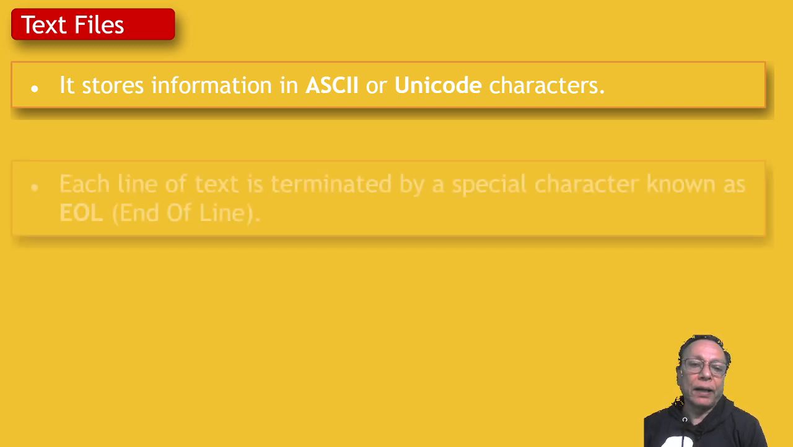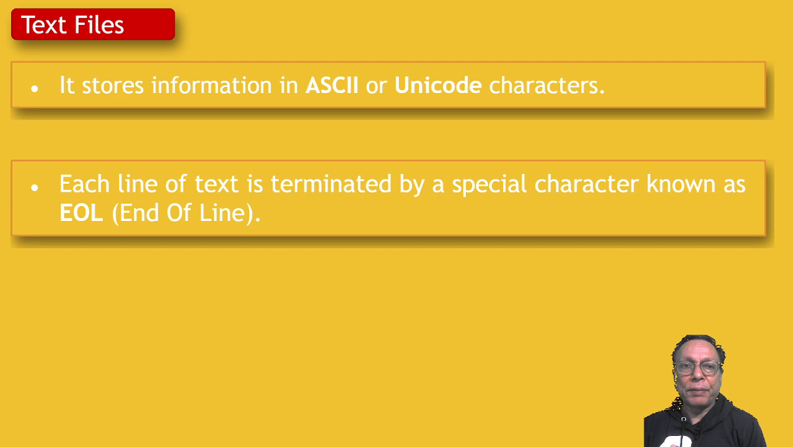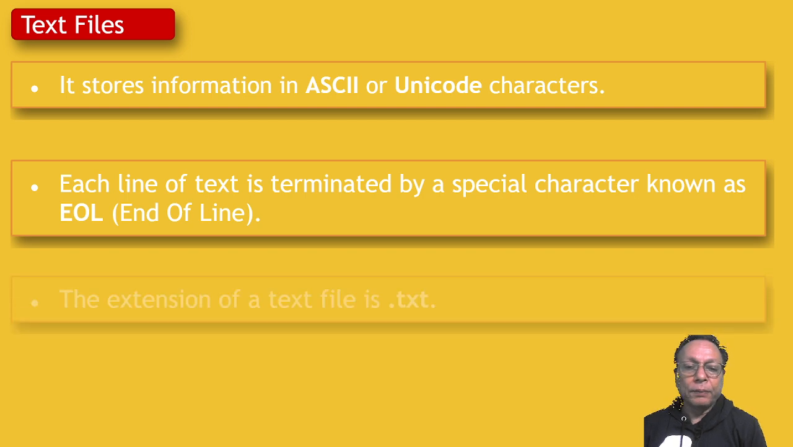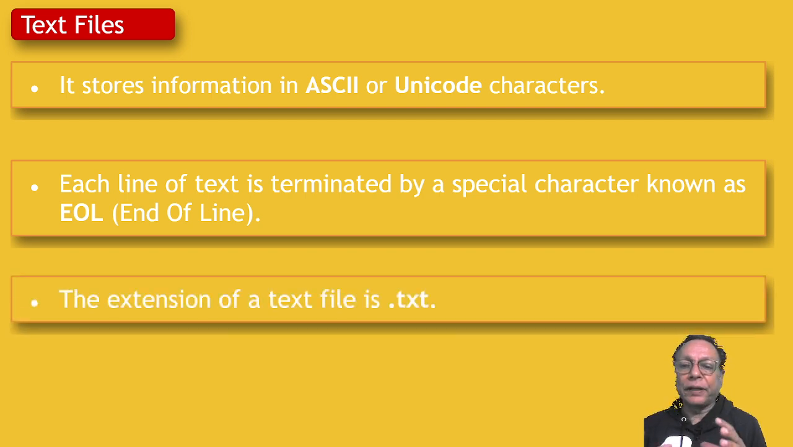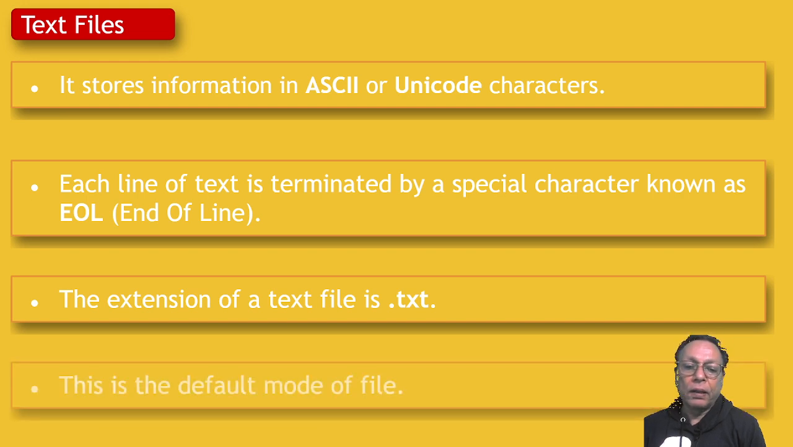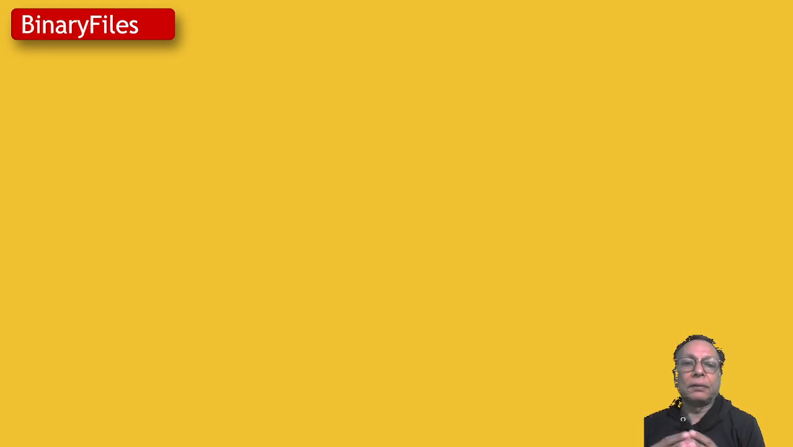So this is a text file. Each line of text is terminated by a special character known as EOL, end of line. Third point, the extension of the text file is usually .txt. This is the default mode of file. So these are the characteristics of a text file, but on the other hand, we have binary files also.